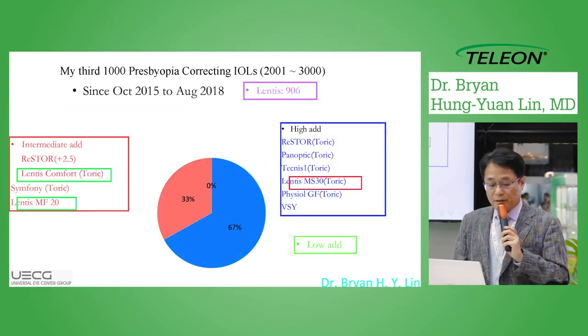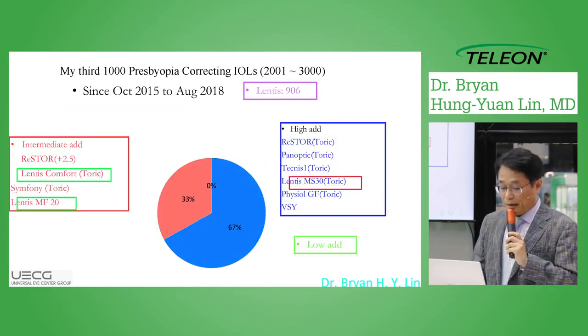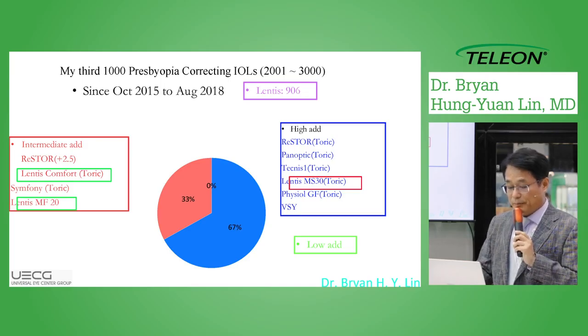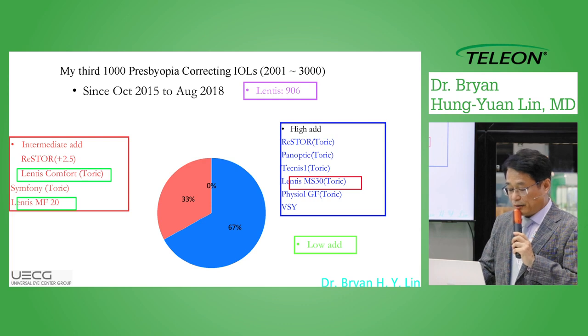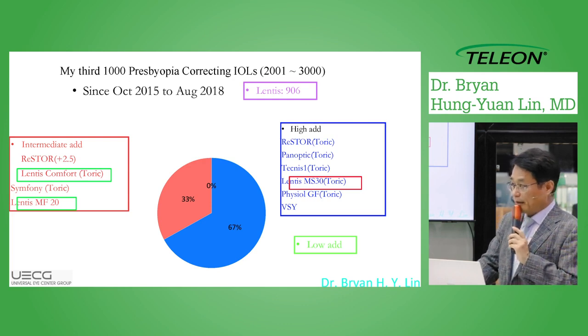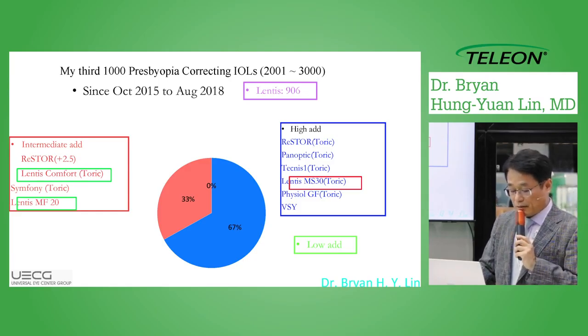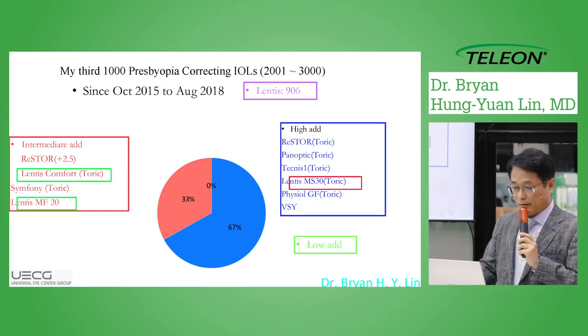From 2015 to 2018, I completed my third 1,000 presbyopia-correcting IOL implantations. During this period, I began using trifocal IOLs. The use of intermediate-add IOLs such as LENTIS NF15 steadily increased to 1/3 of my cases. LENTIS IOLs were used in 906 of these 1,000 cases.